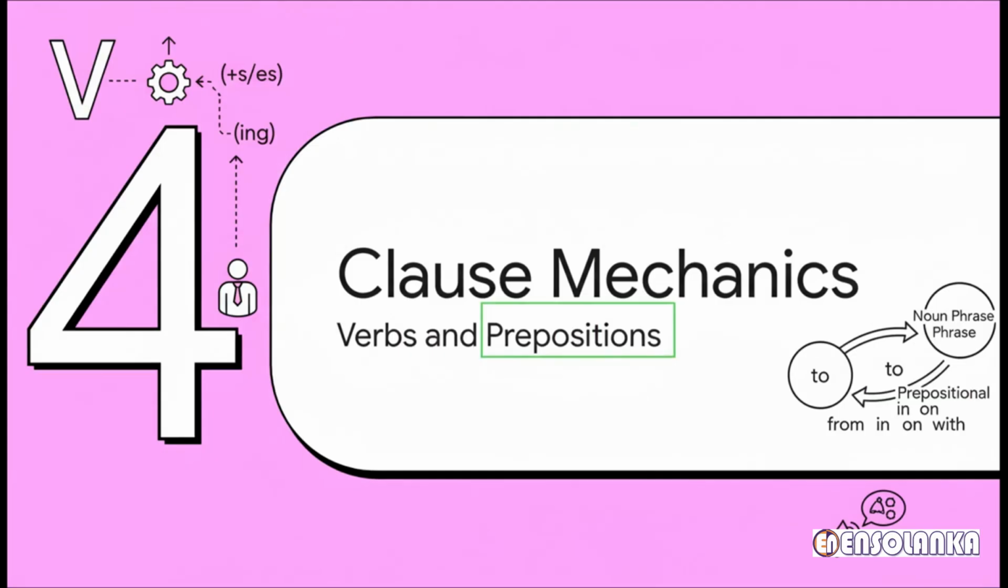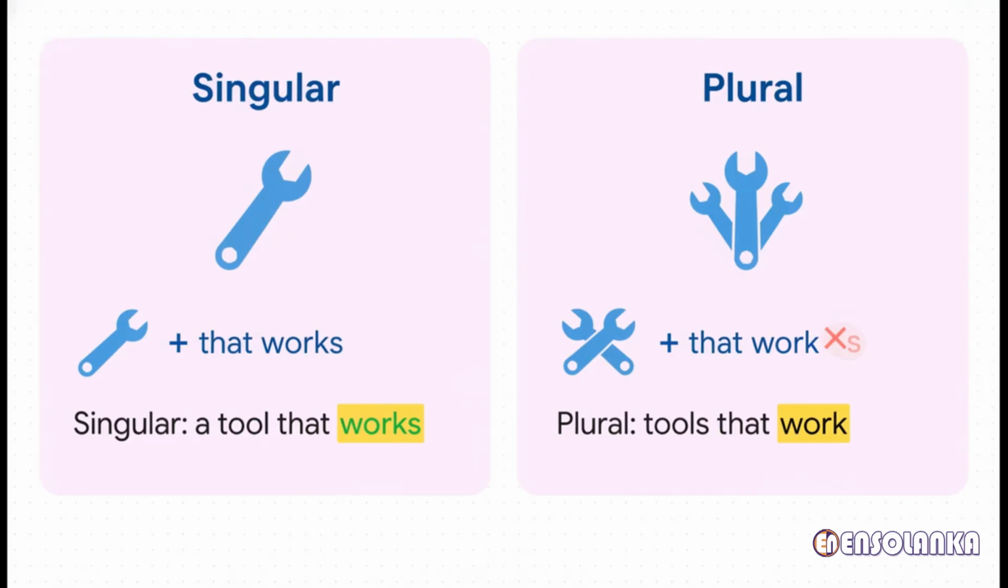All right, let's get into two small but mighty details that'll make sure your adjective clauses are always grammatically perfect. We're going to talk about verbs and prepositions. The rule here is super simple. The verb inside your clause has to agree with the noun it's describing. So if you're talking about a tool that's singular, the verb gets an S. That works. But if you're talking about tools, plural, the verb doesn't get an S. That work. Simple as that.